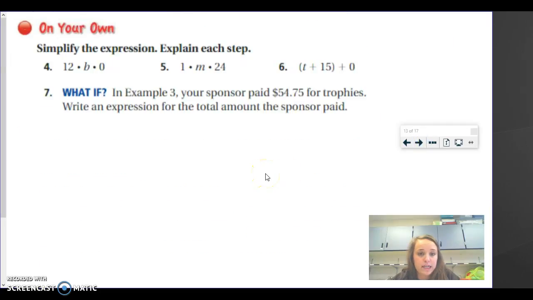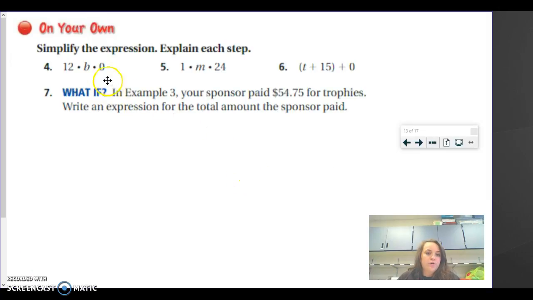You can try a couple of these on your own in your notebook. I'm going to go ahead and have you pause the video, and then take a look at the properties that you have in your notes to actually use them to solve.